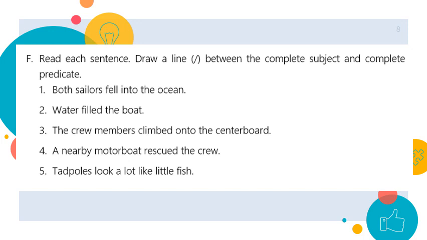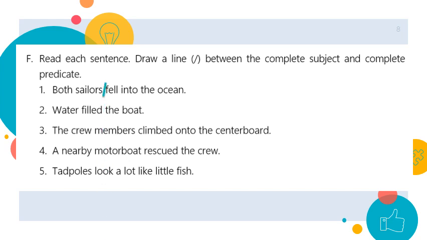F. Read each sentence, draw a line, like the slash, the line between the complete subject and complete predicate. What I want from you is to split the subject from the predicate. Okay? Number 1. Both sailors fell into the ocean. It's simple and easy. Directly, when you know the subject, you can split it away and you still get the predicate. Then ask yourself, who I'm talking about in the first sentence? I'm talking about both sailors. Exactly, that's it. So both sailors is the subject. I directly put the slash after the subject.